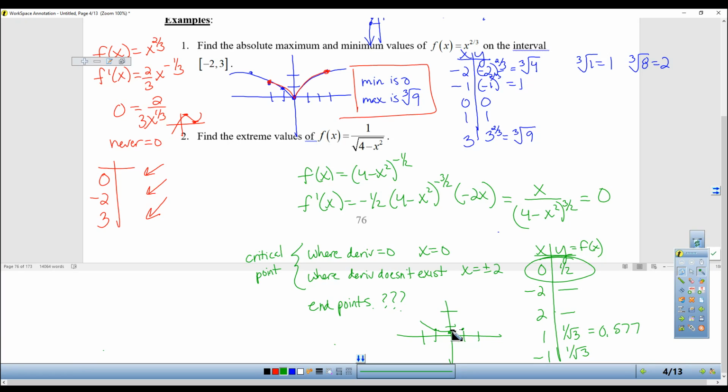So it turns out that this graph goes like this. It's kind of an inverted semicircle. And then once it gets to 2, it stops. It can't go any further. So in the end, I know that this is not just a local min, but this is also an absolute min.